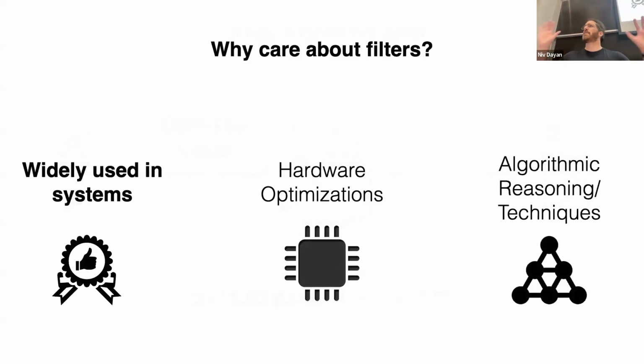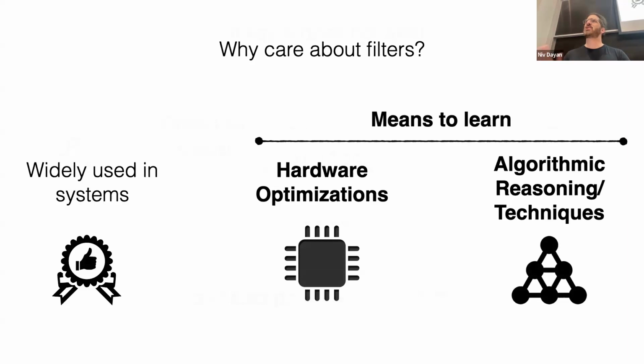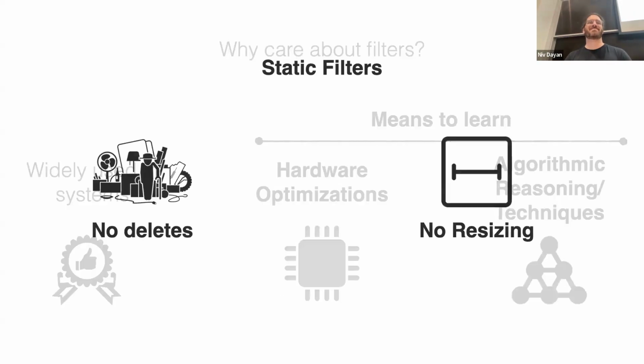Alrighty, so high-level note, why should we even care about filters? Why am I teaching this? First of all, they are really widely used in systems. So if you're going to work in systems, you're going to encounter them in practice, and it's good to know about their different design decisions. But even if you're not going to be a systems person, filters provide a nice means to learn various hardware optimizations and algorithmic reasoning and general techniques, which will help you in computer science no matter where you go. So this is why you should pay attention.